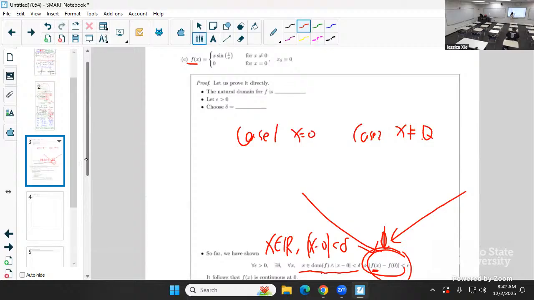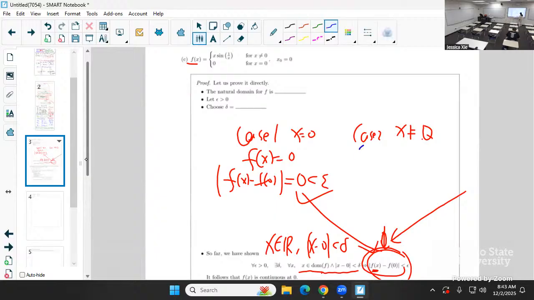Why do you need to consider two cases? That's a piecewise defined function, right? If x equals 0, then your f of x is just 0. In this special case, f of x minus f of 0 is nothing but 0. 0 for sure is less than any epsilon. Then the trivial case, right? The trivial case.